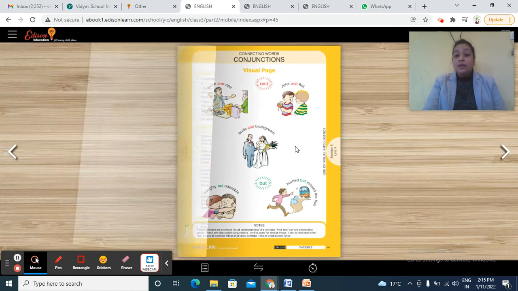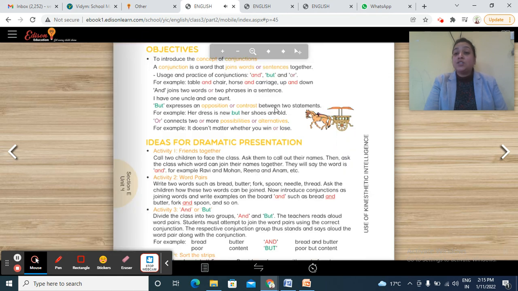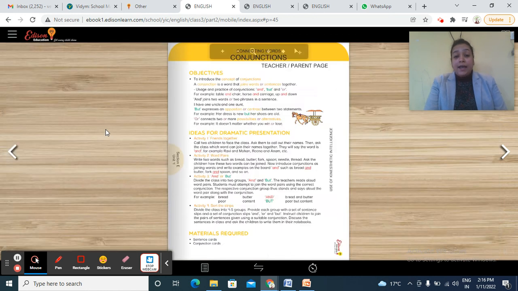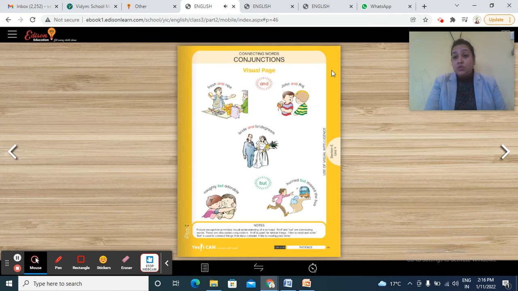In this particular manner, you are going to read your page number 45. You are going to read these important points. A conjunction is a word that joins words or sentences together. Use and practice of conjunctions: and, but, or. Then you are going to read about "and," "but," "or." So these are the important points. And then you are going to read the visual page.